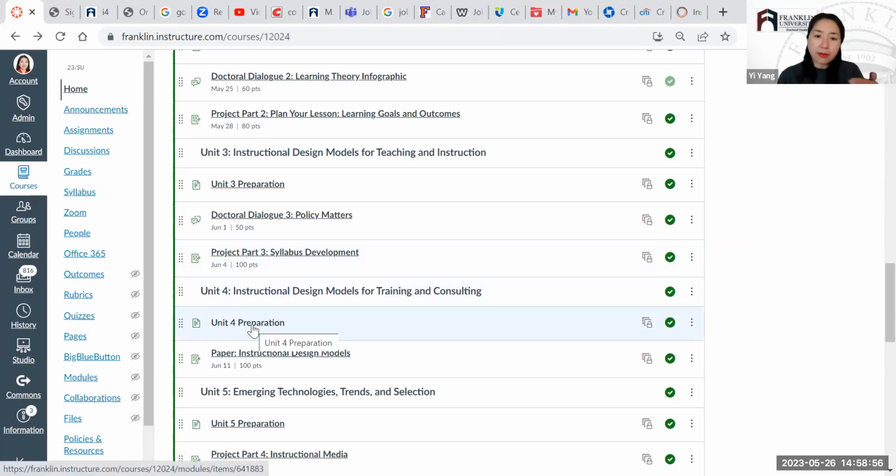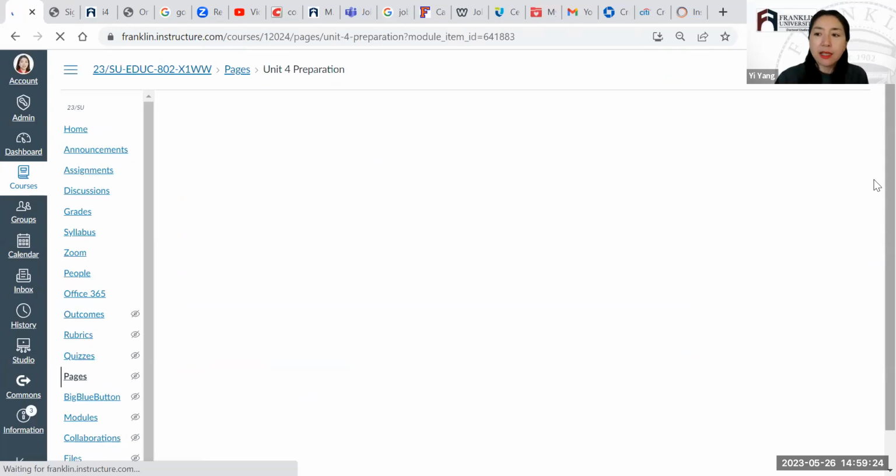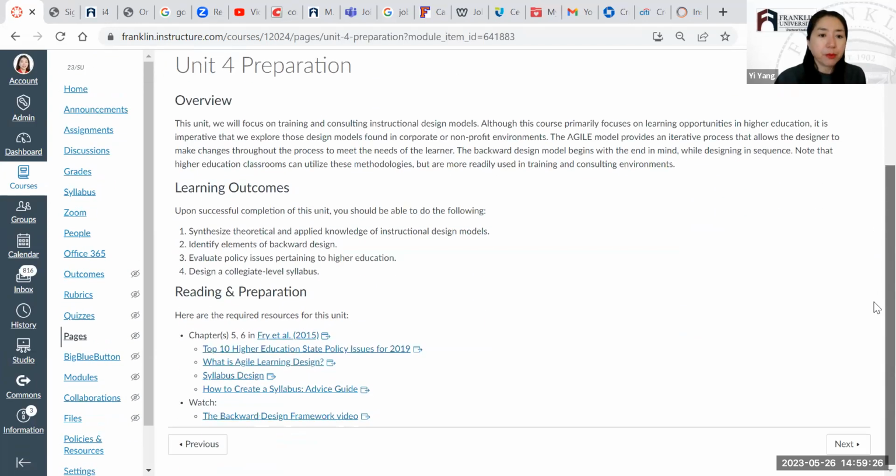Another reason that I have separated those models is I know some of my students are working in higher ed, some in K-12, some in the instructional design field, and some in industry. So when you work in the industry, maybe you're more familiar with those models, or if you're not familiar with instructional design models for training and consulting, maybe that's the time for you to get more familiar with them. Now let's take a look at what we prepared for you.